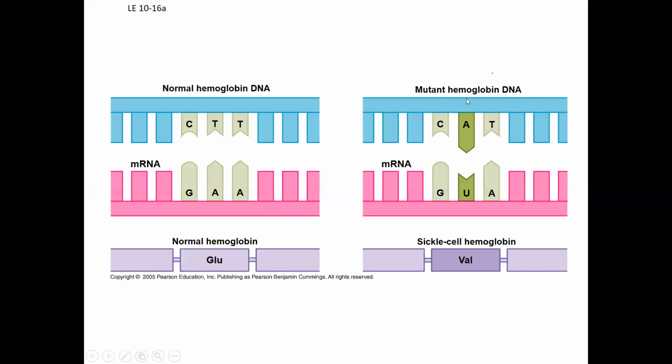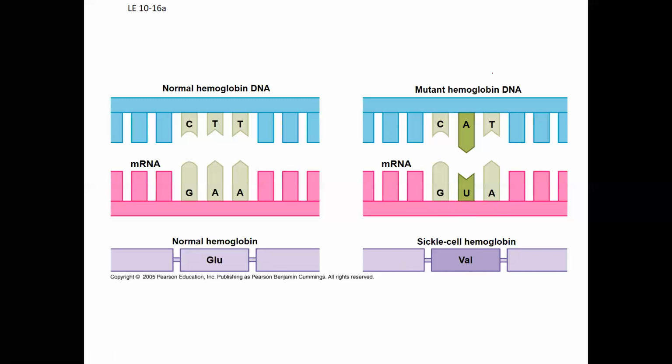So the variant hemoglobin has this one nucleotide here different. It has an adenine instead of a thymine. So we're going to get a uracil here, and this GUA codes for valine. So one amino acid. Now, sometimes a one amino acid change in a protein will make that protein non-functional. But here it doesn't. It just makes it function differently.